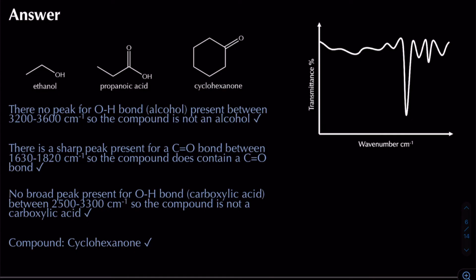What it's going to be is cyclohexanone. And again, you can label this peak over here by drawing a box around it or something like that, and then you can quote the value, draw a little arrow, and say you've got a peak between 1630 centimeters to the -1 to 1820 centimeters to the -1 for a carbon-oxygen double bond itself as well.